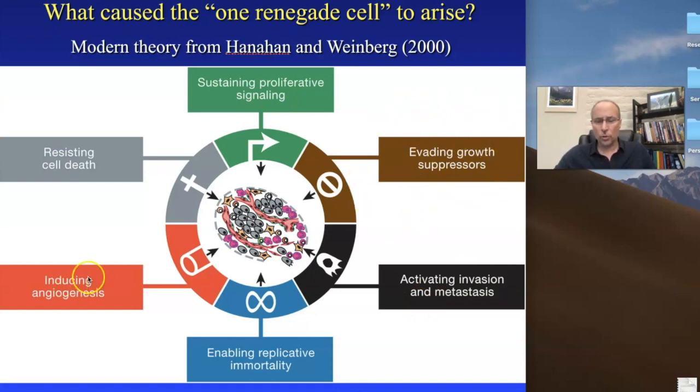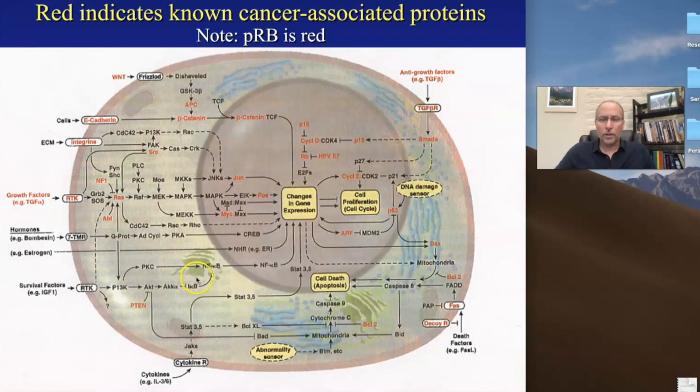Okay, so if we look at this, this is a chart that was also published in Hanahan and Weinberg, and it shows at the time, in the year 2000, the known interactions of proteins associated with cell signaling.